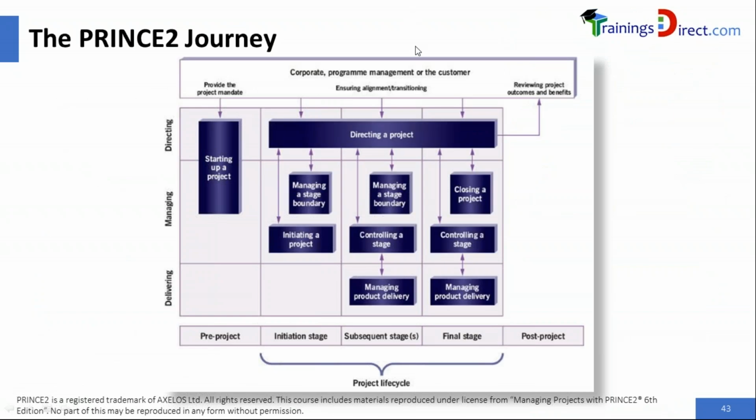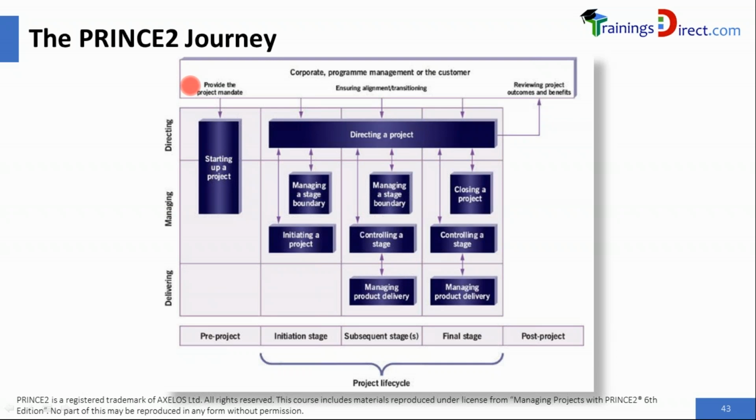This is a picture or a perspective for the overall PRINCE2 project from start to finish. At the top, we have the corporate level, program or customer level. They ensure the alignment of the project to a program or to the organization's higher level objectives. They provide the project mandate, meaning a trigger to start a PRINCE2 project.